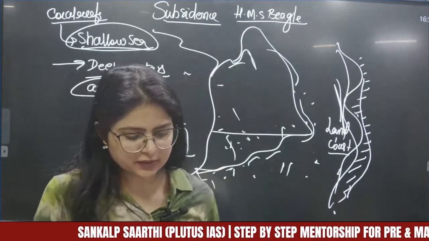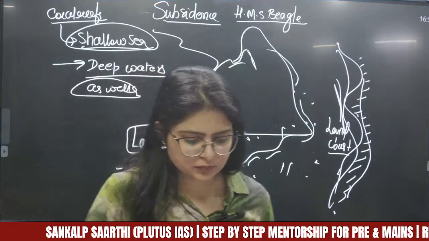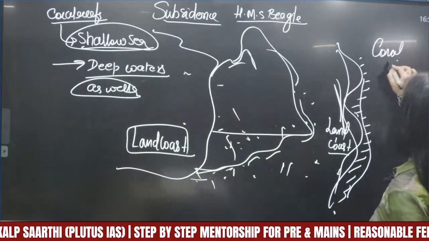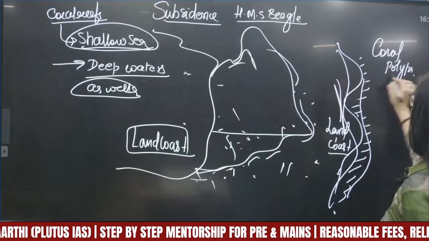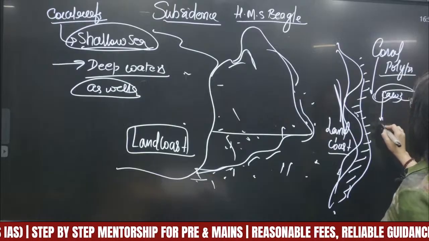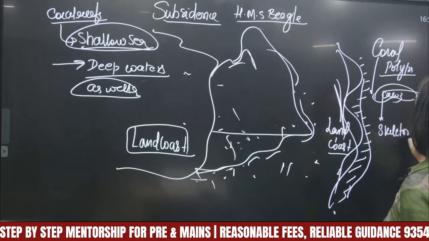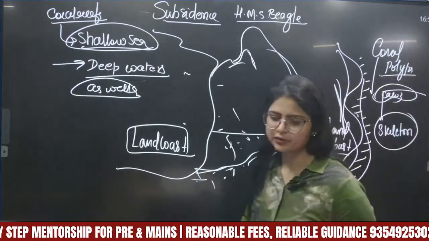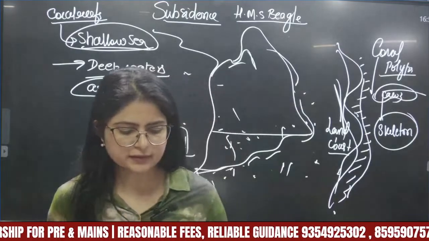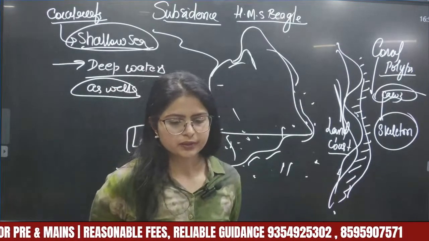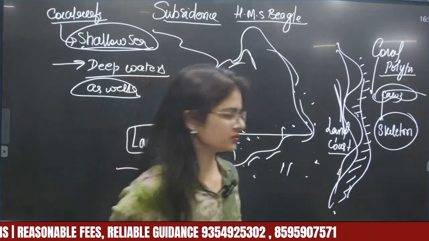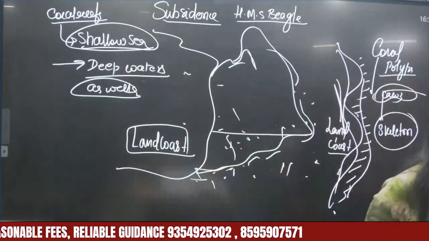whose skeleton accumulates. Live organisms, coral polyps, which is a live organism. Inka skeleton means when they die, they secrete what? Calcium carbonate. Right? So write down. According to him, coral polyps, the live organism whose skeleton accumulates to form reefs, could only grow in the shallow waters.